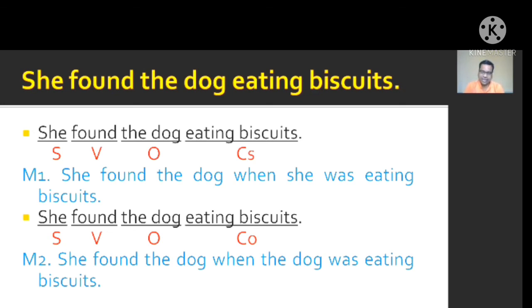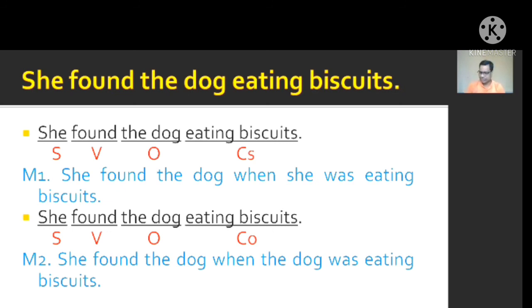Right? Now you see there is a slight change in the meaning as soon as you change the identity of the complement. She, third person singular number, functioning as subject. Found, V2, functioning as verb. The dog, noun phrase, functioning as object. Eating biscuits, non-finite ing clause, functioning as complement to object. In this case, I am calling it complement to object. That is, it is giving you complementary information about the dog. It means the dog was eating biscuits. The meaning will be: she found the dog when the dog was eating biscuits.